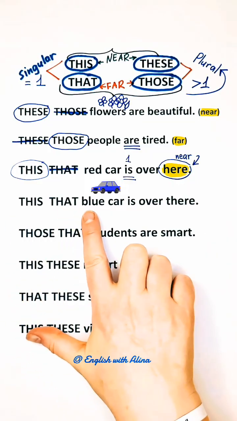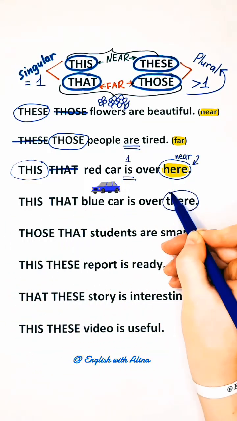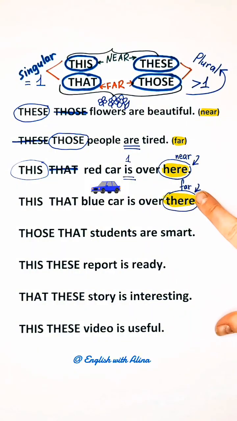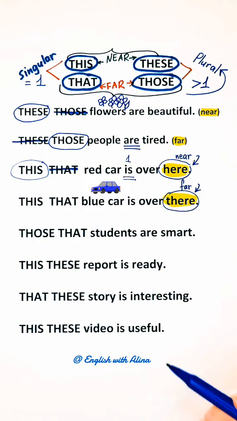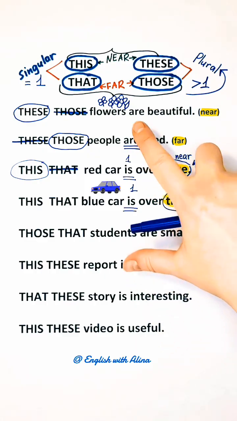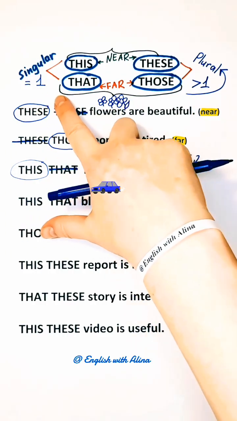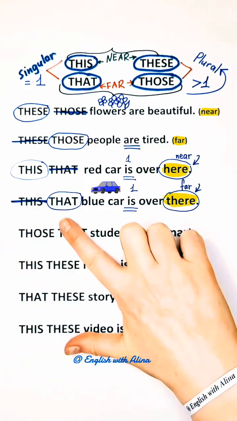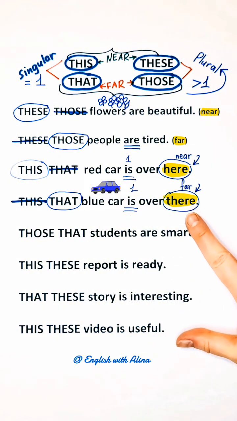This or that blue car is over there. If it is there, it's far. Is stands for singular. Singular far means that. That blue car is over there.